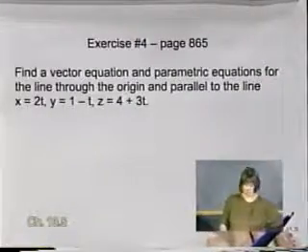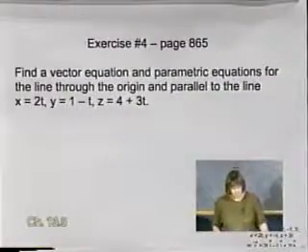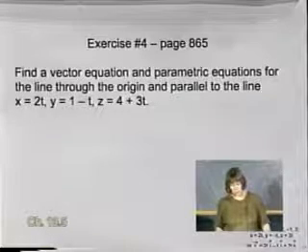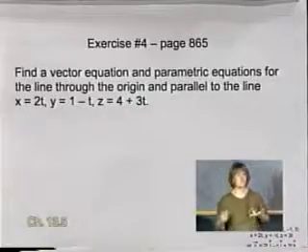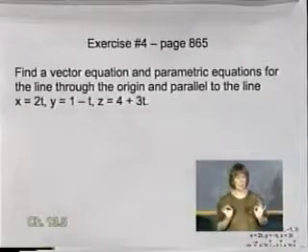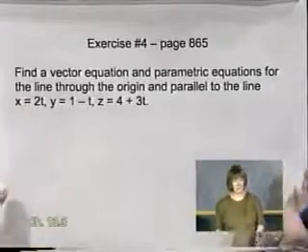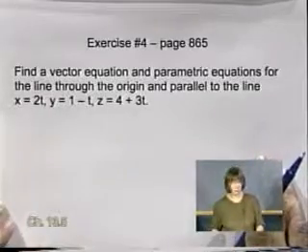Okay, here's another one. Find a vector equation and parametric equations for the line through the origin and parallel to the line. So they want you to do it both ways. Why are they doing this overkill? Because we are going to be using lines all semester. So you have to know how to represent a line. You think a line is the simplest form in geometry.